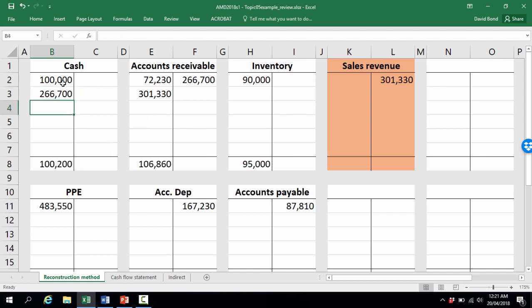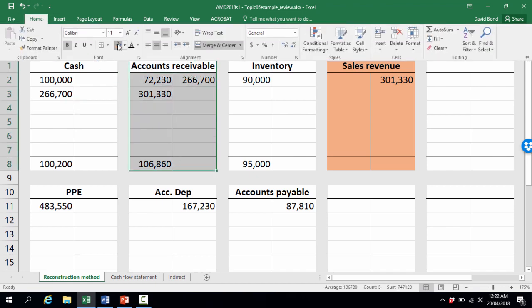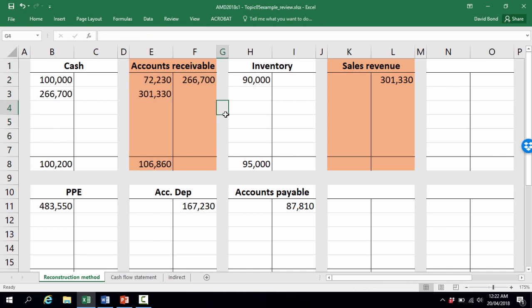So these two match off. And that's accounts receivable dealt with. So we'll highlight that. The next one we're interested in is payments to suppliers and employees. And moving our way down the list, inventory and purchasing inventory and paying for that inventory is the next cab off the rank.